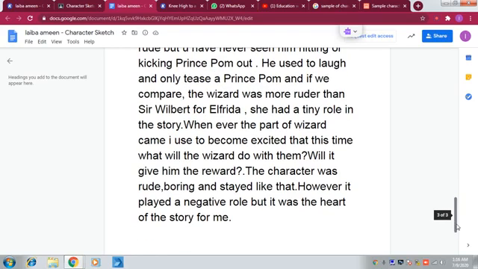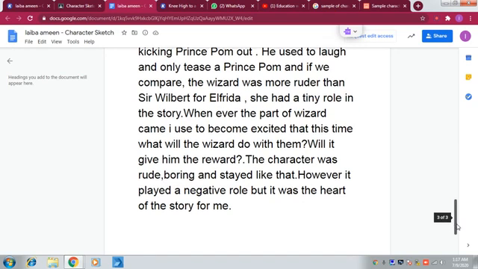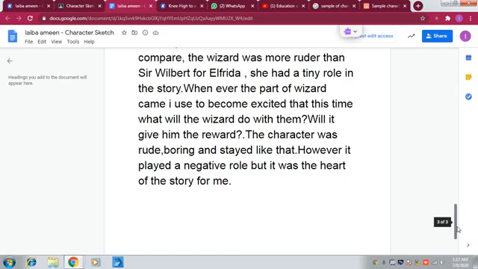Whenever the wizard's part used to come, I used to get so excited. These questions came to my mind: What will the wizard do with them? Will he give them a reward, a magical spell? The character was rude, boring, and stayed like that. So there was a question: did he change? No, he didn't change. However, he played a negative role, but he was the heart of the story.